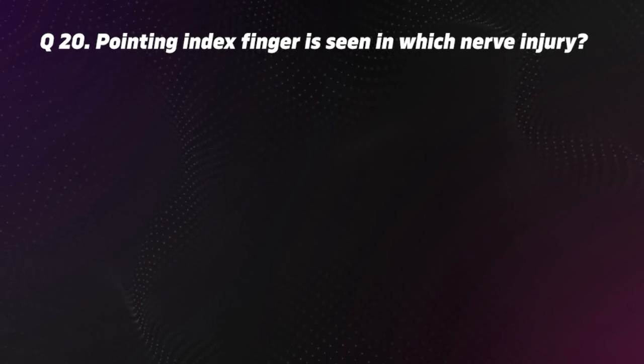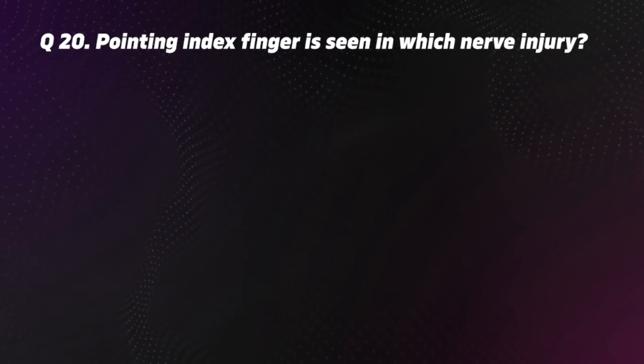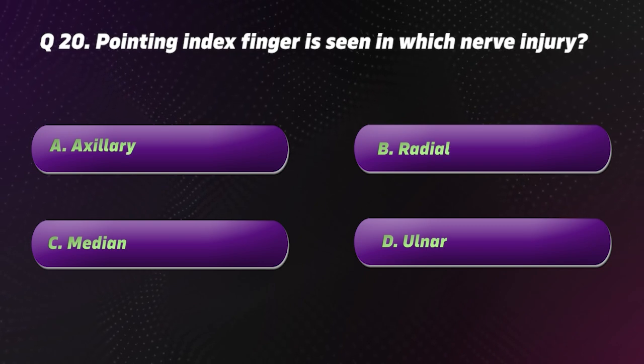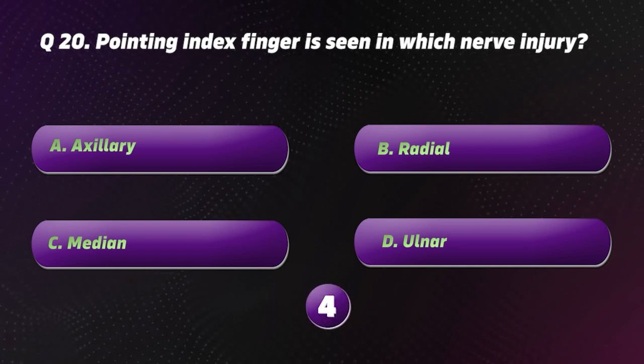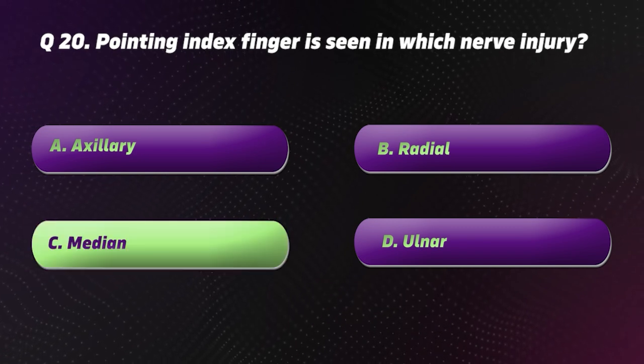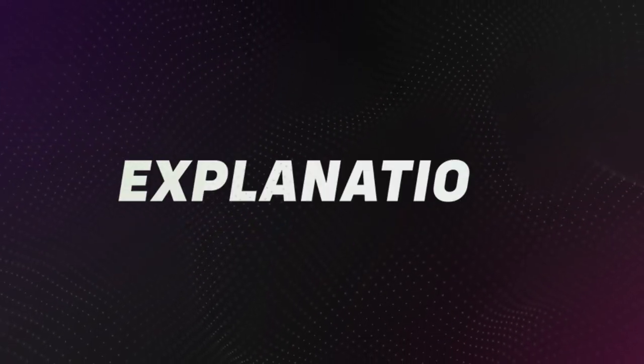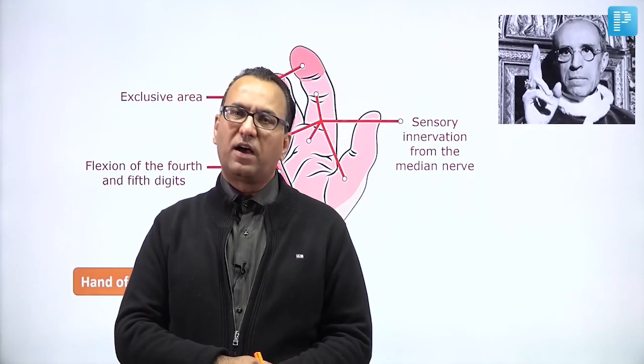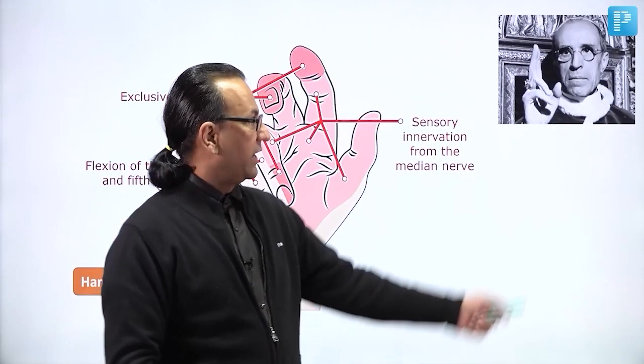Question 20. Pointing index finger is seen in which nerve injury? Here are the options. A. Axillary. B. Radial. C. Median. D. Ulnar. And the correct option is C. Median. Here's the explanation.